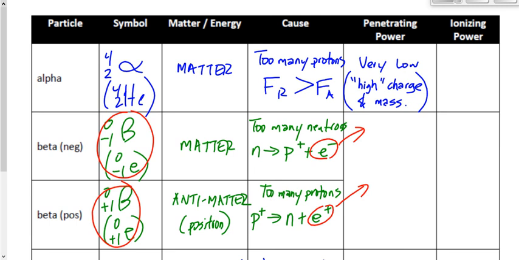Now, beta particles, whether you're talking about beta negative or beta positive, have a lower charge and a lower mass. So we would expect the penetrating power to be higher, right? The penetrating power, we say, is moderate. A couple centimeters of flesh.